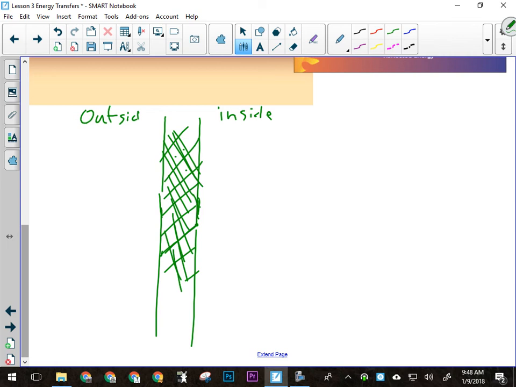Styrofoam works the same way, right? There's air pockets in the styrofoam that trap air so that it can't move from inside to outside. So that's why those materials work as insulators. Okay, everybody follow me there?